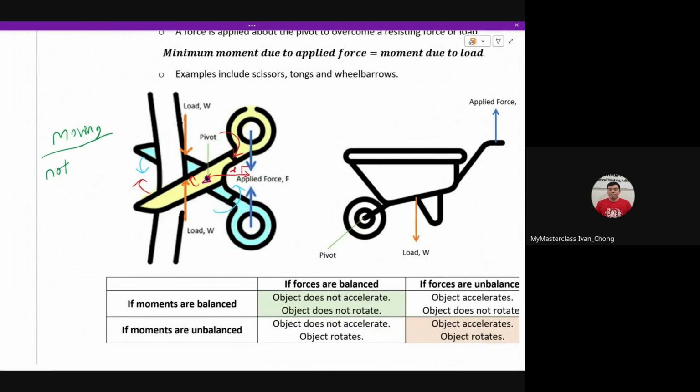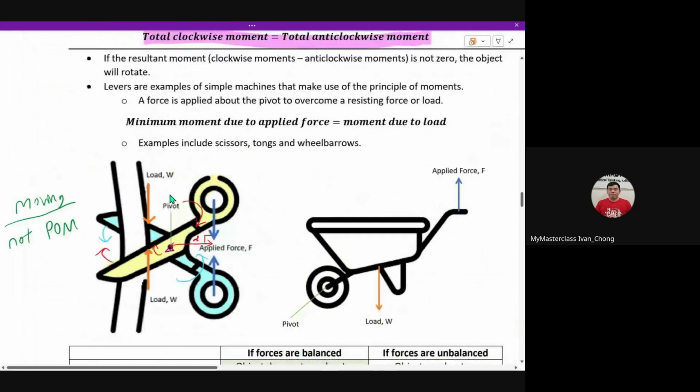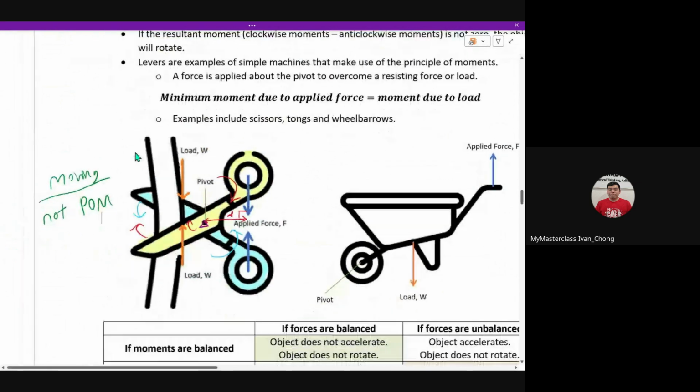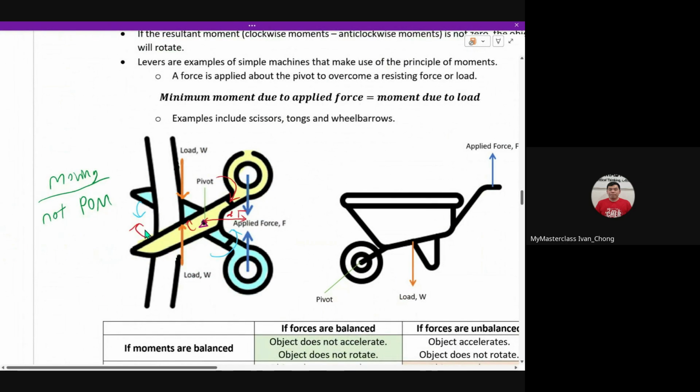this is not principle of moments. Okay, this is not principle of moments. This one is this part over here. I have a clockwise moment here, and therefore I have a clockwise moment here. I have an anti-clockwise moment here. I have an anti-clockwise moment here. This one, because my scissors is moving, I'm snipping something. So because of this, this is not principle of moments.